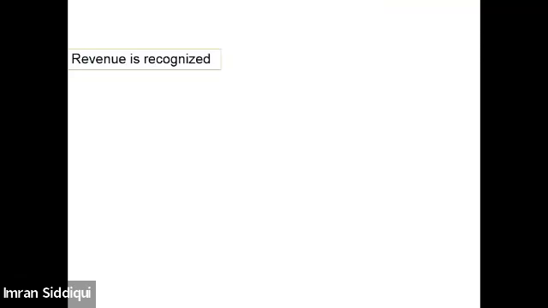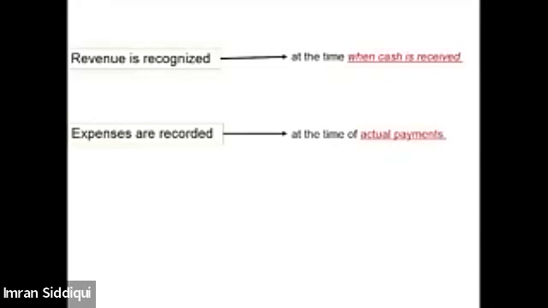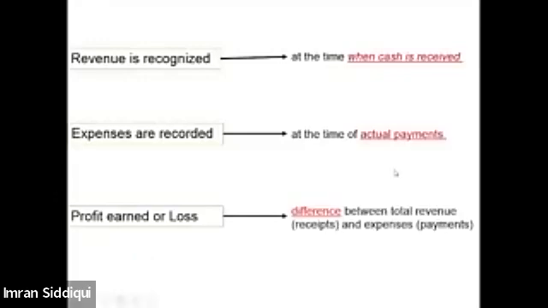While discussing this, I've told you that revenue under cash basis accounting is recognized only when cash is received, whereas the expenses are recorded as and when the payments are made. And the difference between the total revenue and total expense is considered as the profit of the business or the loss for the business.